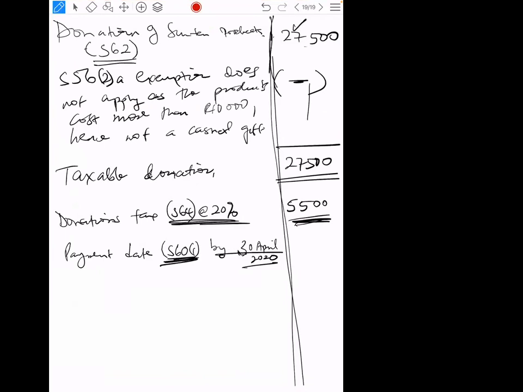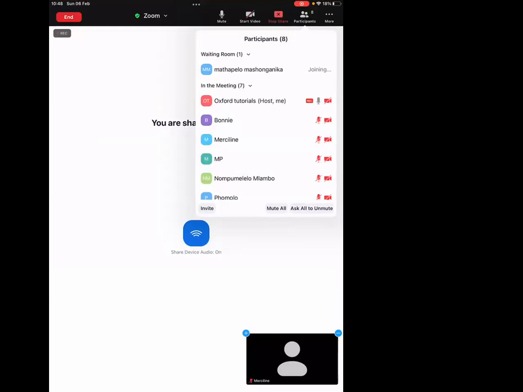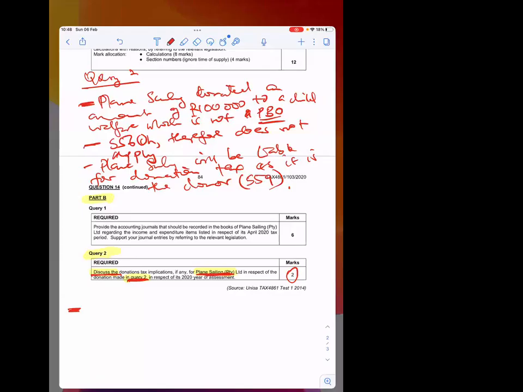I will talk about this. I will talk about the exemption. I will talk about the tax, the taxable donation. I'm going to talk about the 20%. I'm going to talk about the due date. That's how the marks are allocated, your coverage. So I am going to be moving now with my framework.